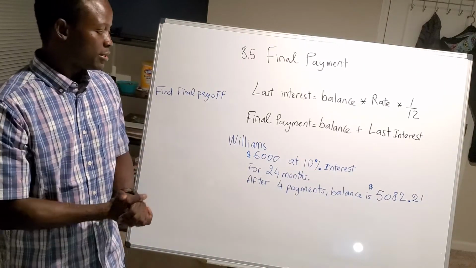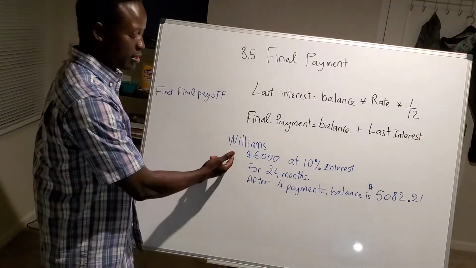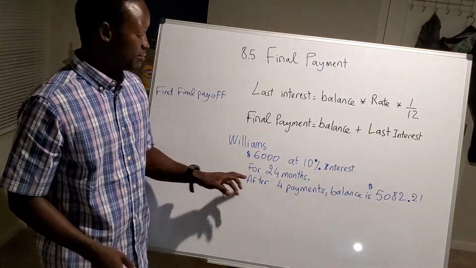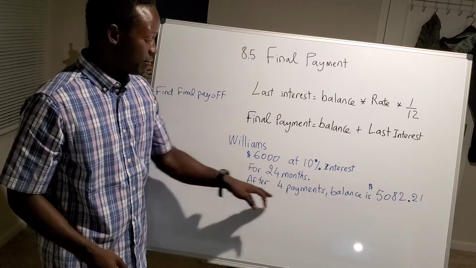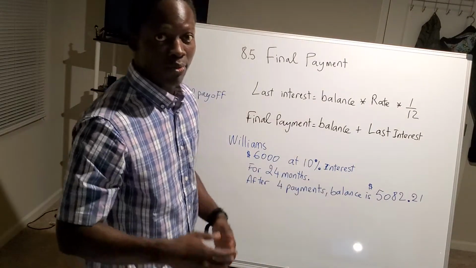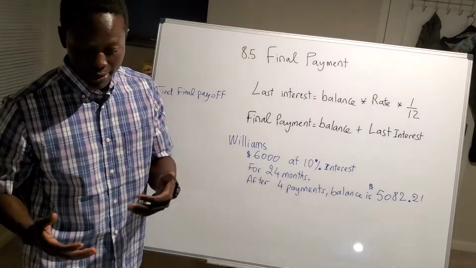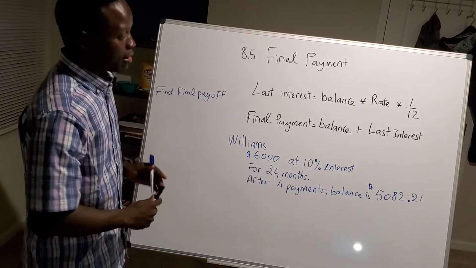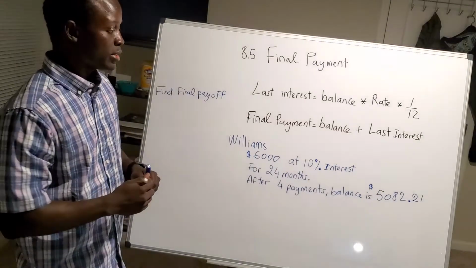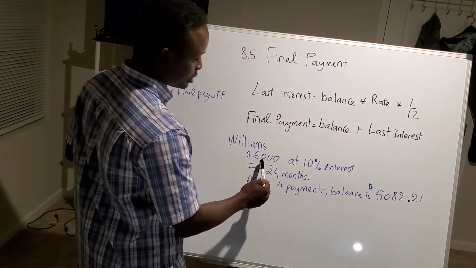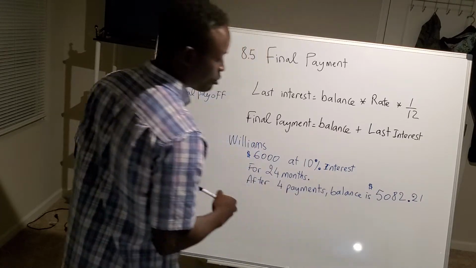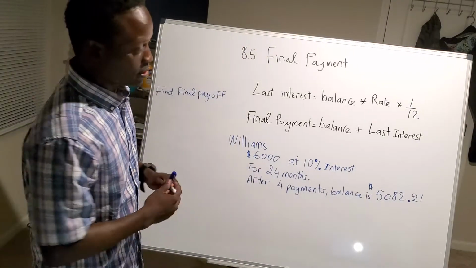So there's an example here. Williams has a $6,000 loan. The interest is 10%, and it's for 24 months. After 4 payments, the balance is $5,082.21. Now, what is the final payoff? First thing we do is follow the formula for last interest. So what's the balance? This is not the balance. This is the original principal. This is the balance, because we're trying to pay off the balance. So we start with the balance.